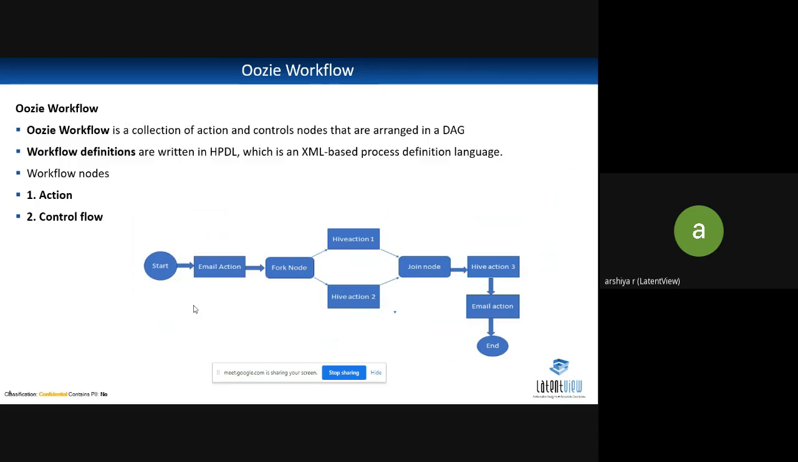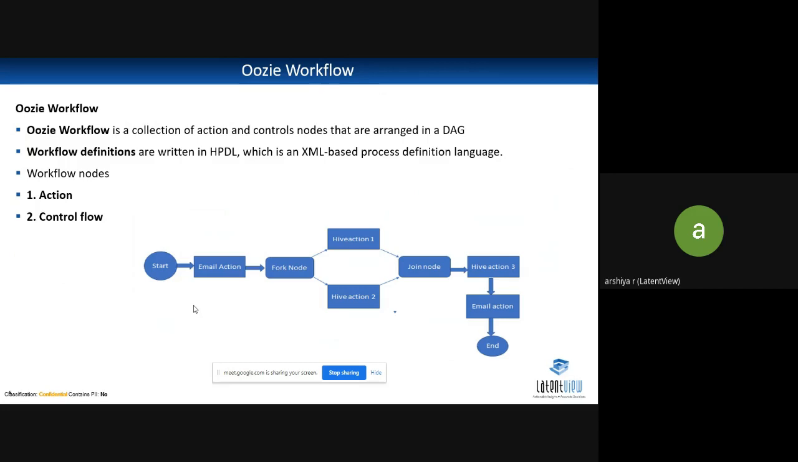Fork and join control flow nodes are opposite to each other, and they're usually used in pairs. The fork node divides the path of execution into multiple concurrent paths. Here you can see in the diagram the fork node and join node. The fork node has divided hive action 1 and hive action 2 into different concurrent paths. They are not dependent on each other. And the join node basically combines the data. So the fork node divides the actions and the join node merges all of that.